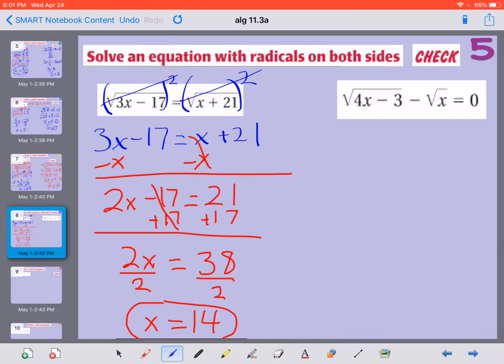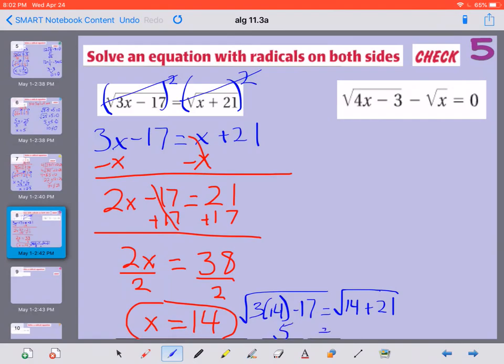Now what we've got to do is check that though. Let's see if that works. So it would be the square root of 3 times 14 minus 17 equals the square root of 14 plus 21. Remember, I've got to take the square root of both sides. So I'm just going to put these into my calculator. The square root of 3 times 14 minus 17, that's going to give me 5.